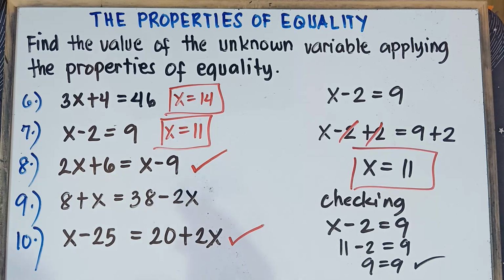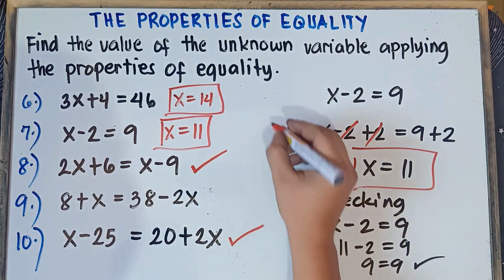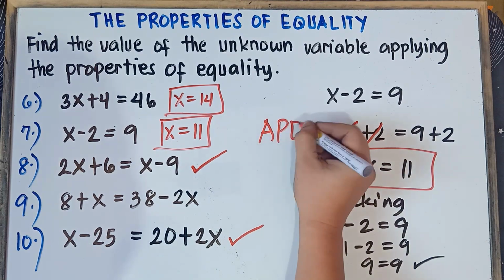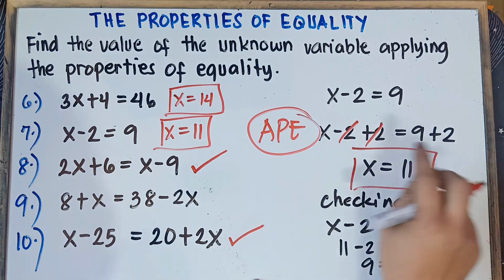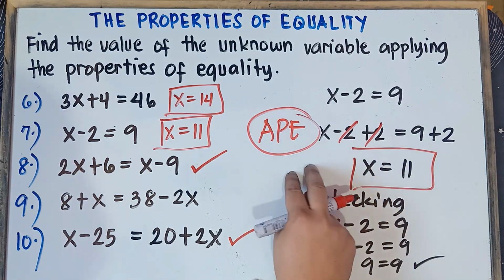Let me check, class, if you really understand our topic. You type, class, what will be the property of equality that you are using for number 8 and then for number 10. Once again, for number 7, class, we apply addition property of equality. We add both sides by 2.